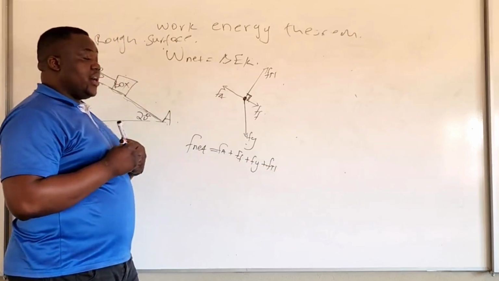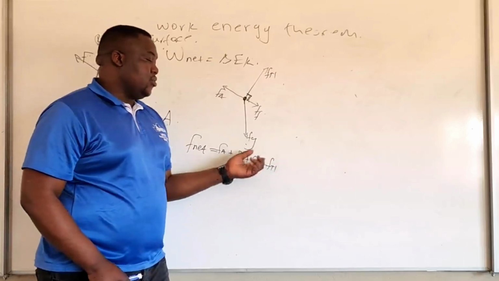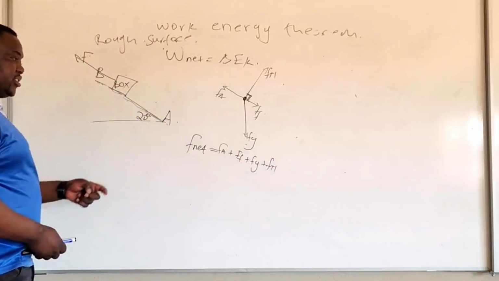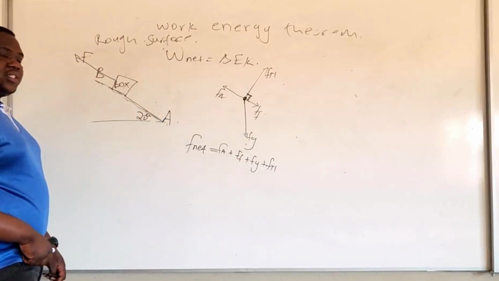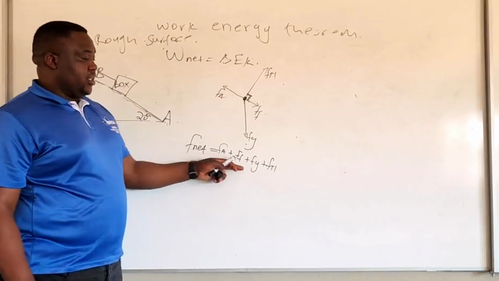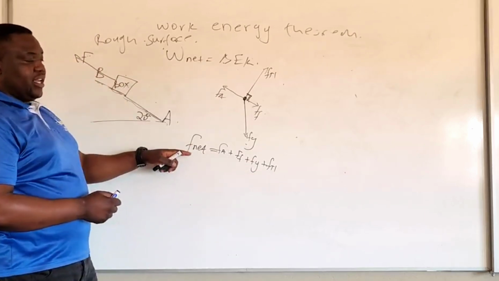Although I know that the sum of the normal force will be 0, I need to write it. It is also a force. 0 is a number. So I have these 4 forces acting on this object as it moves up. This is the F net.